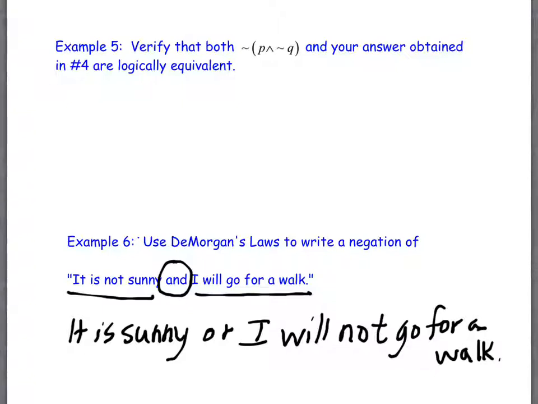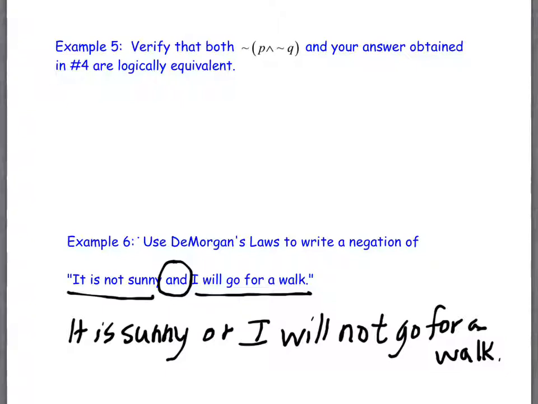And this second statement here is, in fact, the negation of the first. The first one says, it is not sunny, and I will go for a walk. That's what would happen if you went outside today, right, and walked across campus. It isn't sunny, and you're still going for a walk. The second statement then says, it is sunny, or I will not go for a walk. And that is the negation, the logical opposite of the first statement.